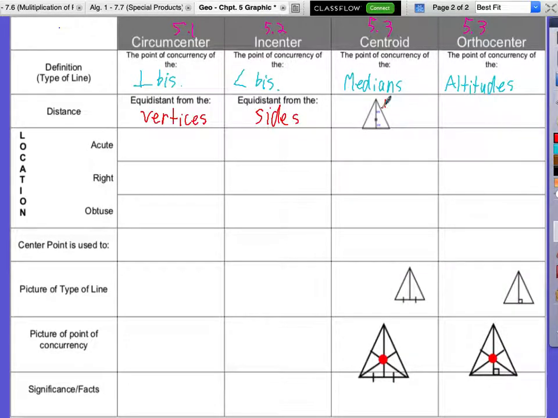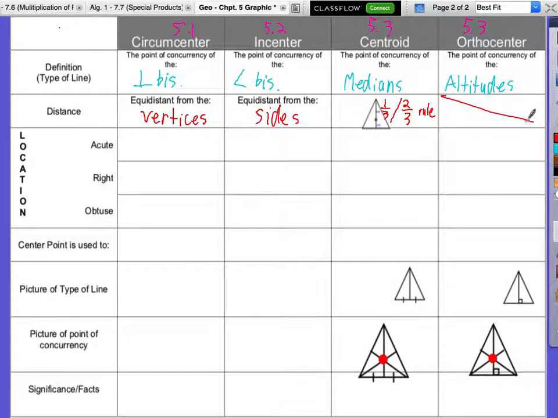So I'm going to write that in here. 1/3, 2/3 rule. It's pretty small. So in this triangle, this top part would be 2/3 of the median, and this bottom part would be 1/3 of the median.